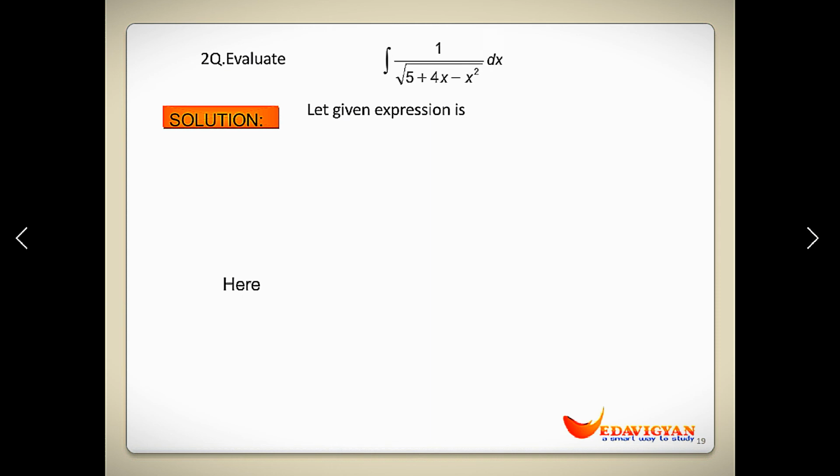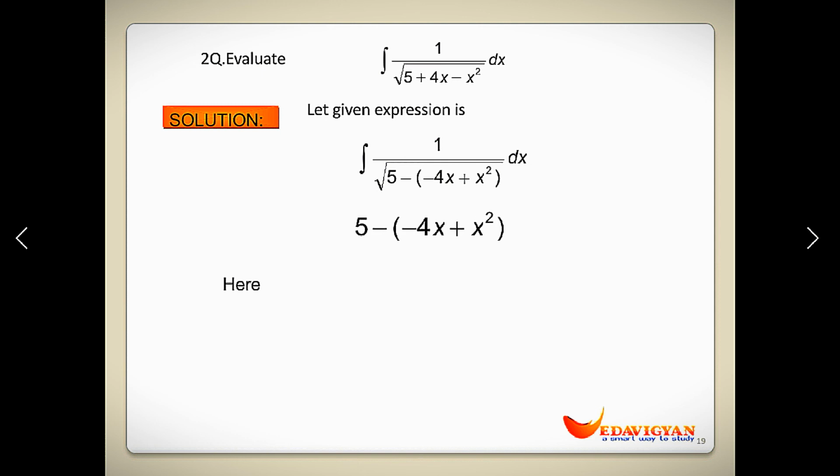Look at another problem here. Integral 1 by square root of 5 plus 4x minus x square. The given expression is rewritten like that. Here take minus outside, 5 minus outside, remaining minus 4x plus x square. It is possible to convert x square minus 4x into a minus b whole square form.